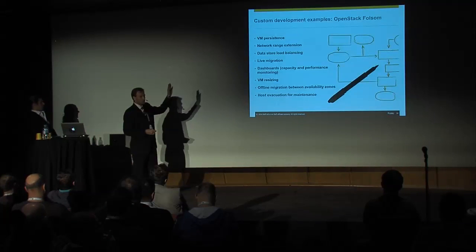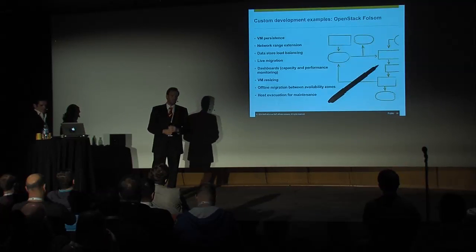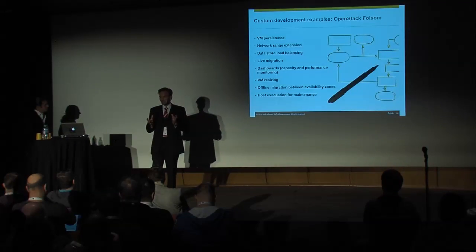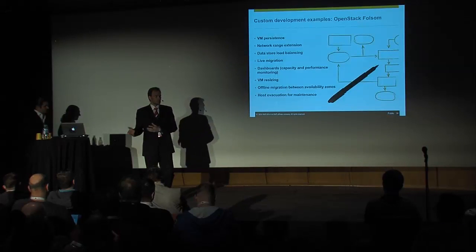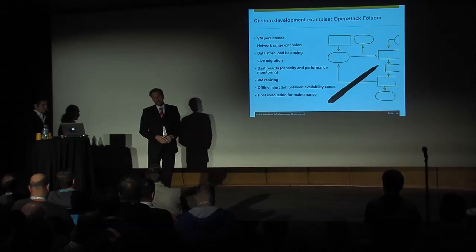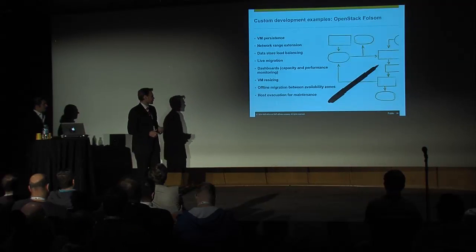VM resizing somehow goes along with VM persistence, so many times our internal or external customers will come up with a sizing of hardware and then all of a sudden they realize, I need more RAM, or I need less, I need more CPUs. So there's a constant struggle to somehow resize these VMs, and that's something we built into OpenStack as well.